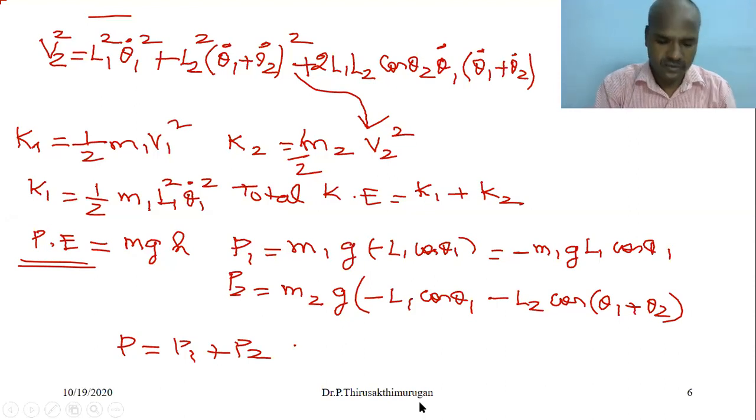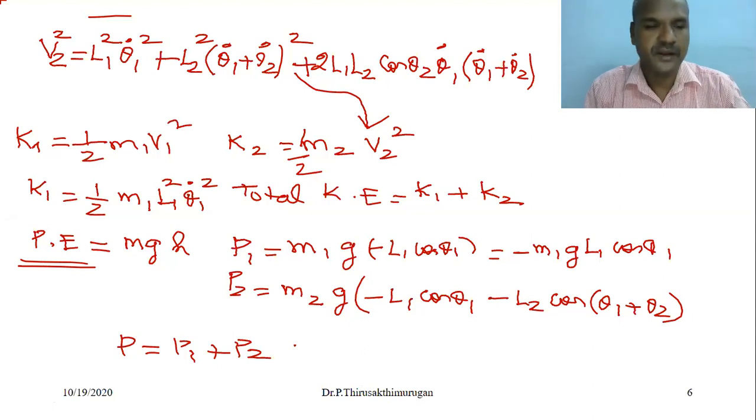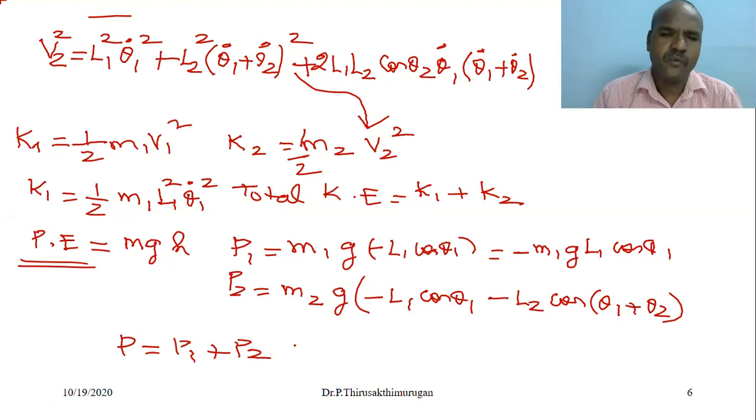Okay. So once we determine the kinetic energy and potential energy of the manipulator, next we are going to model the robo manipulator. We are going to describe the manipulator with the help of a model. For that we are going to use one latest method called the Lagrangian method.